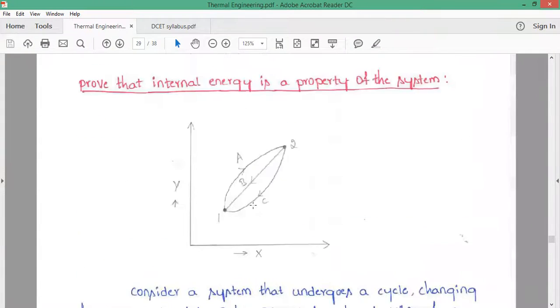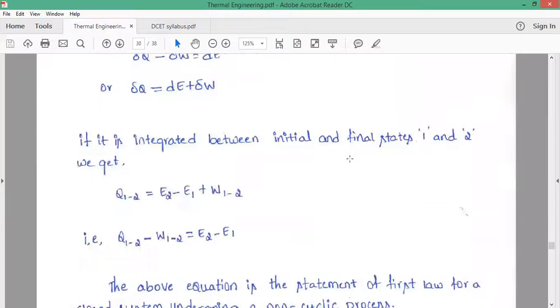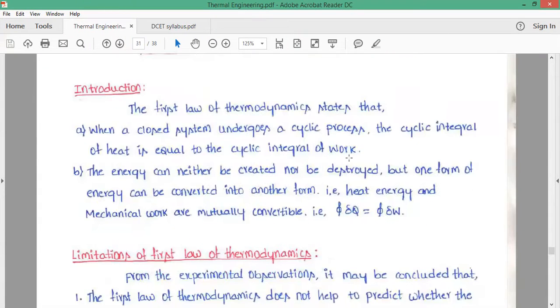Okay, from the first law, the concept of internal energy came into the picture, right? Let us discuss the second law of thermodynamics. Why do we need to go for the second law of thermodynamics? Here, in the first law of thermodynamics, we are having some limitations.